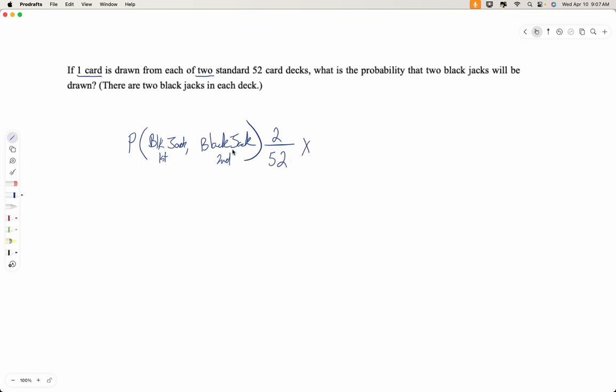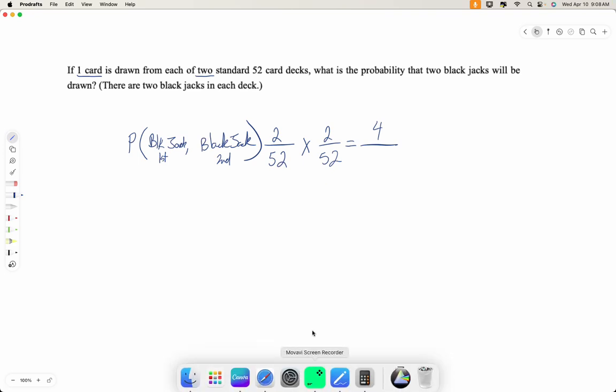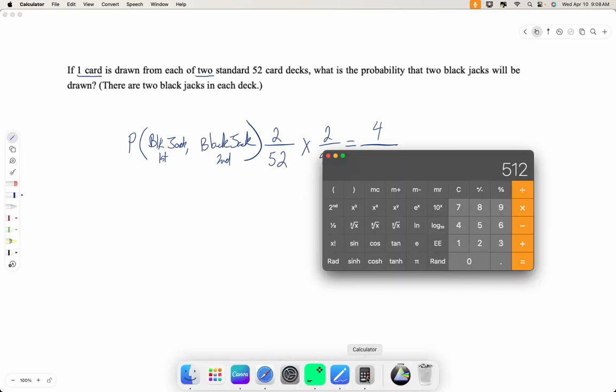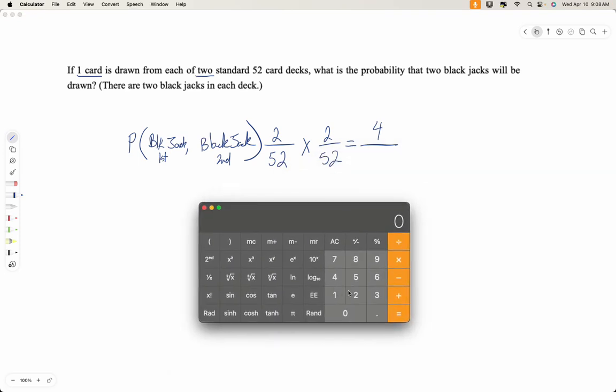We're going to multiply that. It's going to be exactly the same for the second deck because it's identical. So 2 out of 52. So when I multiply that, I get 4 over, let me do this. I'll do it this way first. So 52 times 52, that's 2,704, right?